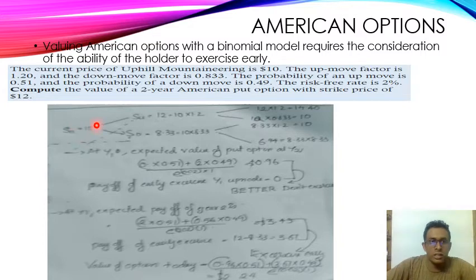At S0 it is 10, it will go up to 12, that is 10 into 1.2, and it can go down to 8.33, that is 10 into 0.833. This 12 can go up to 14.4 and can come down to 10. This 8.33 can go up to 10 and come down to 6.94.